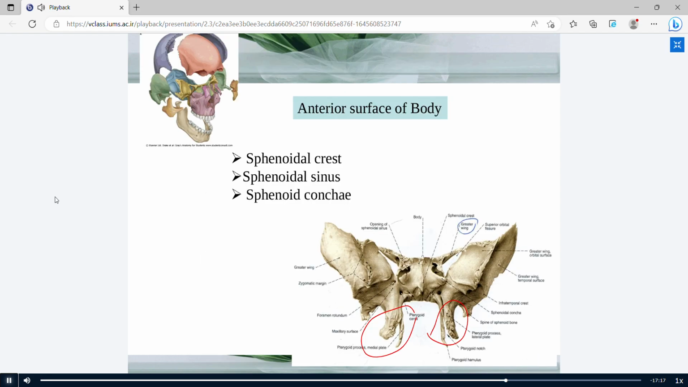At first, I explain the body of the sphenoid bone. The body of the sphenoid has three surfaces: anterior surface, superior surface, and inferior surface. On the anterior surface, you can see a sphenoidal crest, and it has a chamber for the sphenoidal sinus.